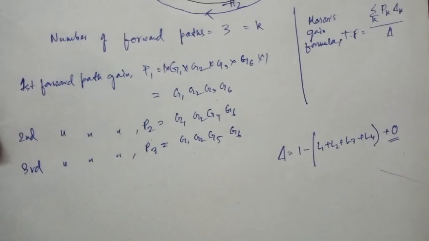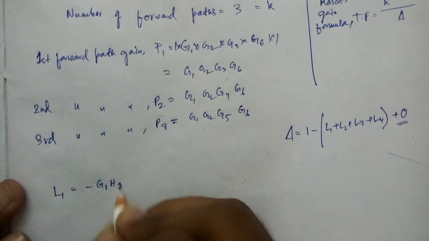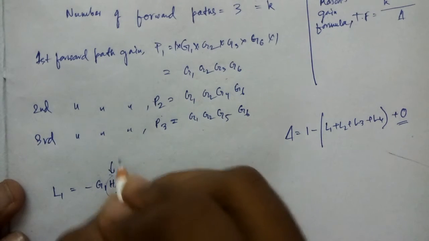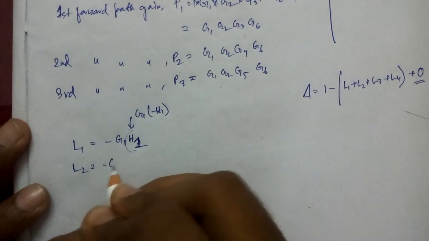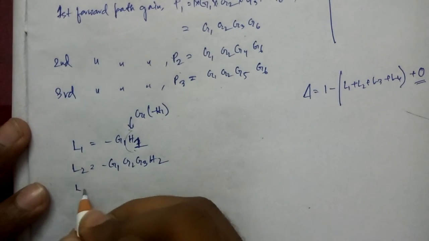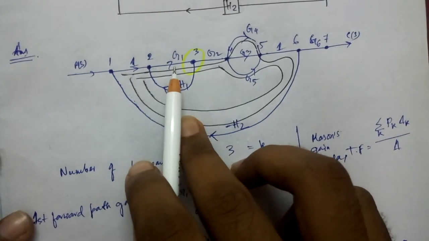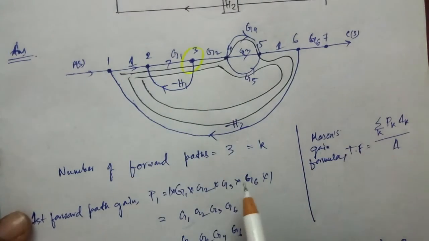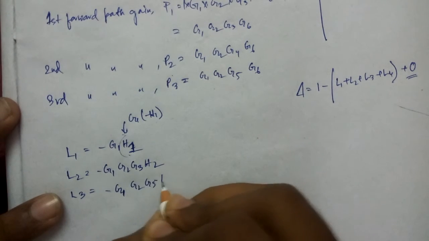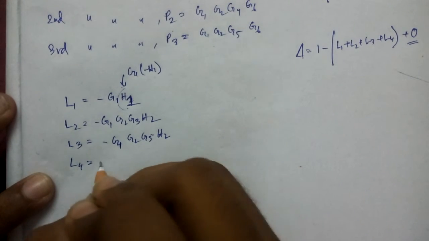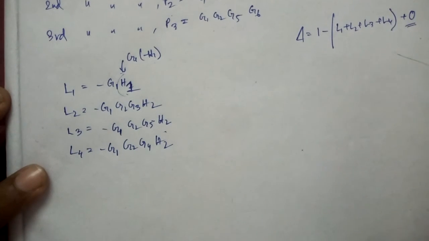So now we can easily calculate the loop gains. L1 can be G1 H1, as H1 is actually minus H1, it comes from G1 into minus H1, hence this is minus G1 H1. I am writing directly, L2 value will be minus G1 G2 G3 H2. L3 value, which is this one, taking the G5, will be G1 G2 G5 and minus H2, so finally minus G1 G2 G5 H2. And L4, the final one, will be minus G1 G2 G4 H2, for this one the minus sign will be here. So now everything is prepared.